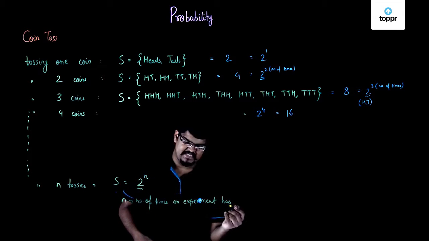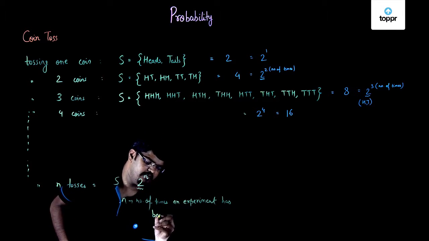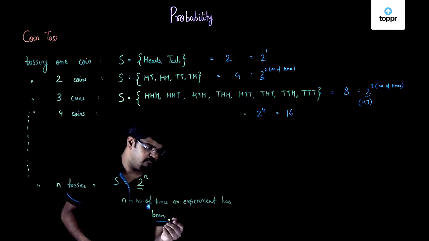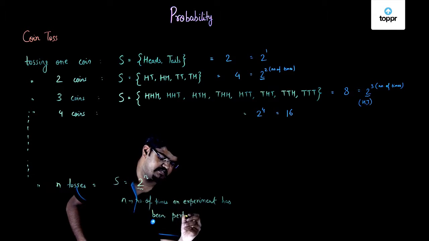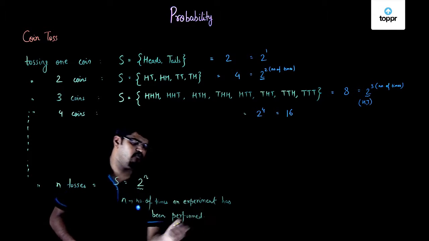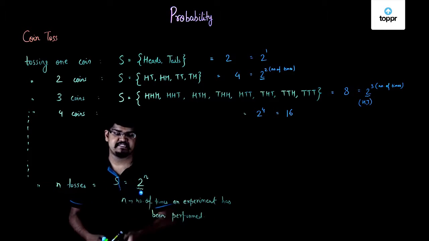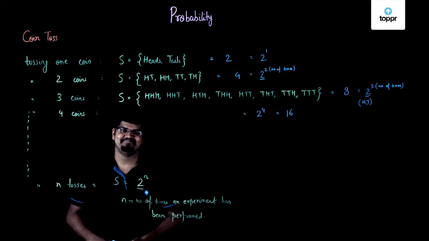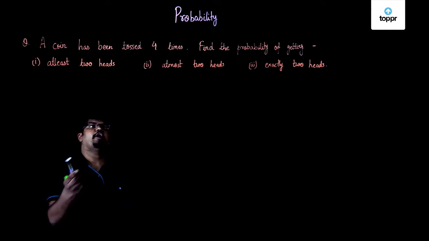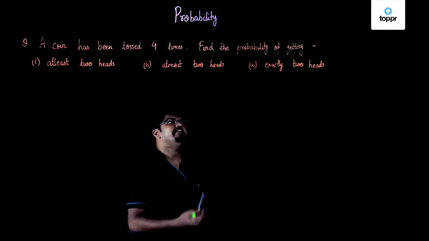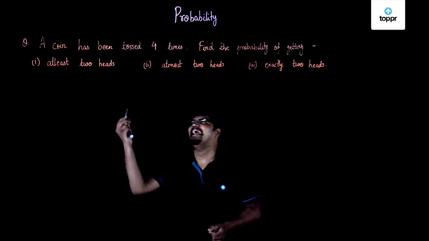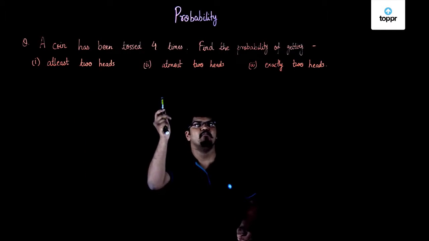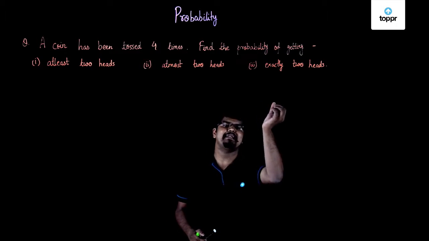And this is how we basically can find the total number of outcomes related to coin tosses. So let us now move on and see some interesting questions that we can solve on coin tosses using probability. The question reads, a coin has been tossed 4 times and we need to find the probability of getting at least 2 heads, at most 2 heads and exactly 2 heads.